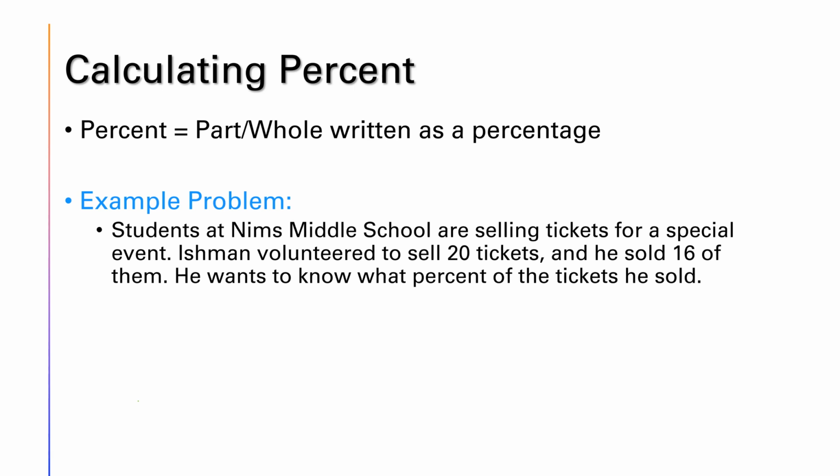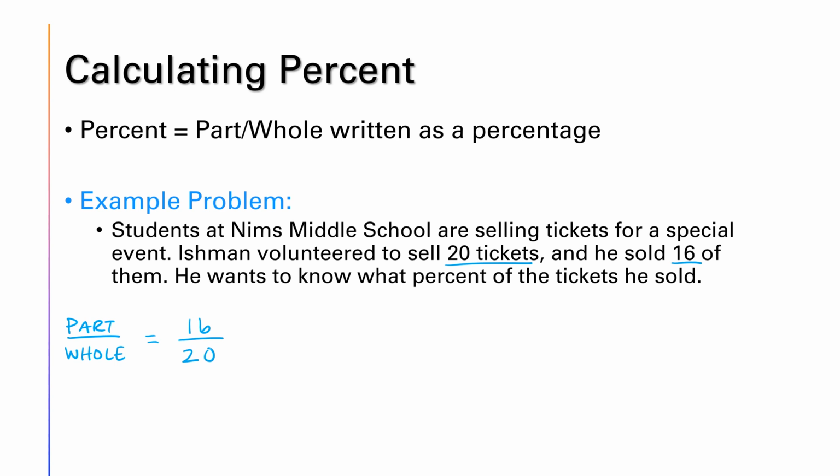Students at NIMS Middle School are selling tickets for a special event. Ishman volunteered to sell 20 tickets. He sold 16 of them. He wants to know what percent of the tickets he sold. So he volunteered to sell 20 tickets, that's our whole, and he sold 16 of them, so that's the part. So if we were to write this situation as a fraction expressed as part per whole, then Ishman sold 16 out of 20 tickets.